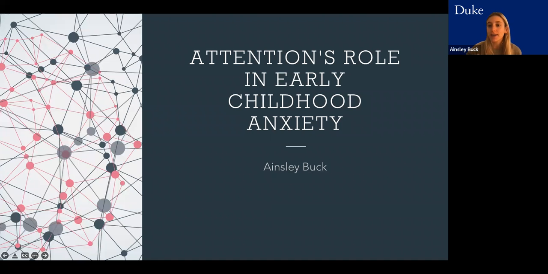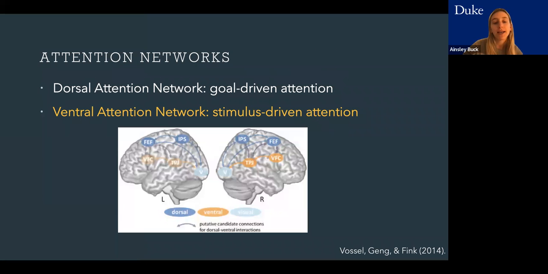Everyone, I'm Ainsley Buck, and today I'll be talking to you all about attention's role in early childhood anxiety. So I want to start by introducing our attention networks. So we have the dorsal attention network, which helps control our goal-driven attention, and then the ventral attention network, which drives our stimulus-driven attention and is what we'll be focusing on here today.